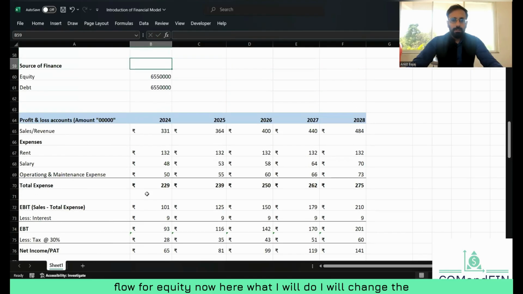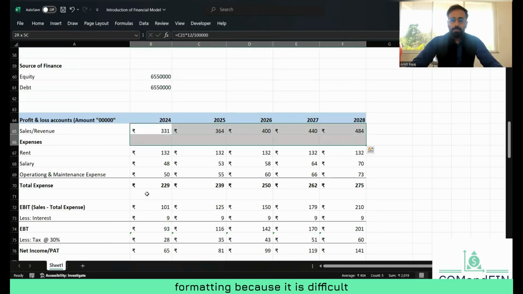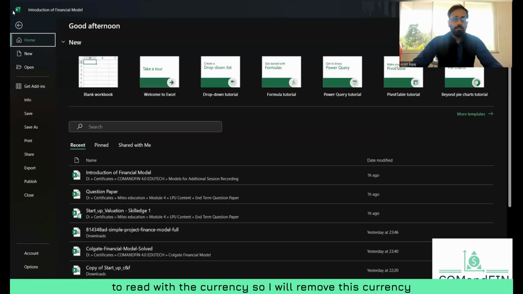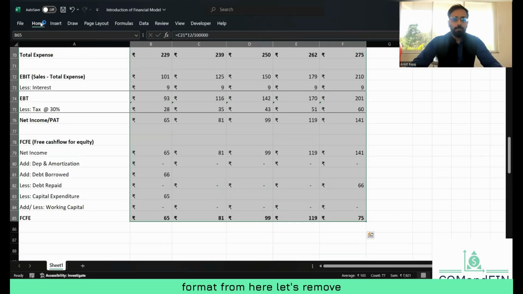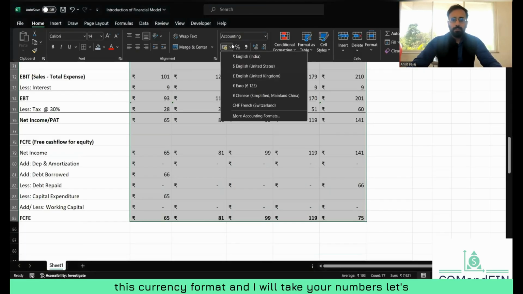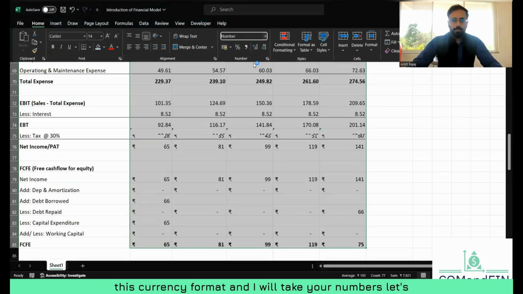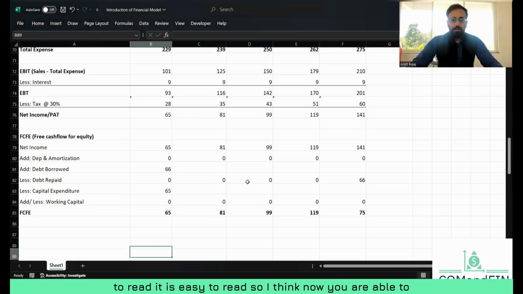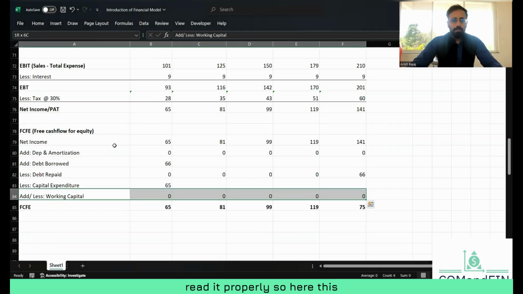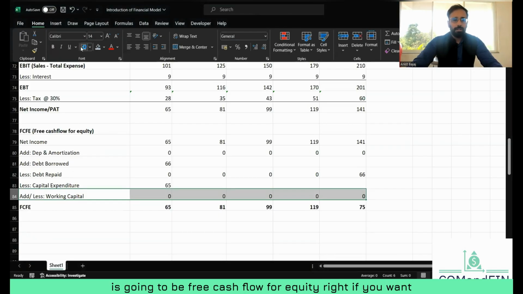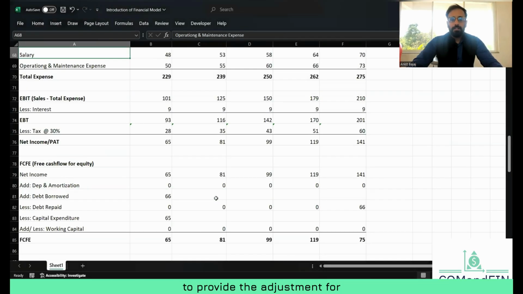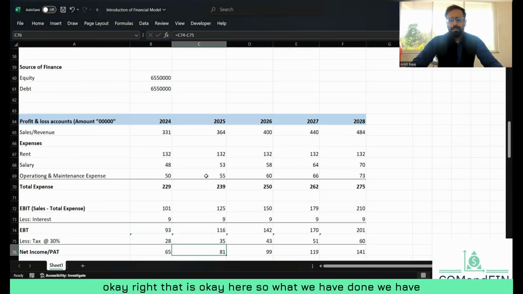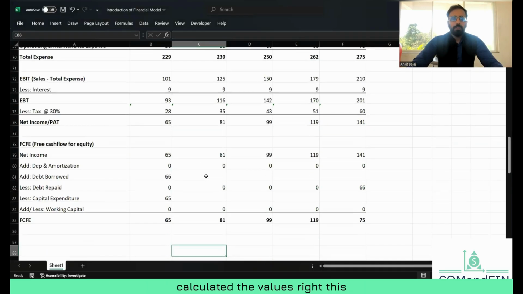Now I will change the formatting because it is difficult to read with the currency. So I will remove this currency format and take plain numbers so it is easy to read. I think now you are able to read it properly. So this is going to be free cash flow for equity. If you want to provide the adjustment for the initial deposit which you have made, you can do that. That is okay.